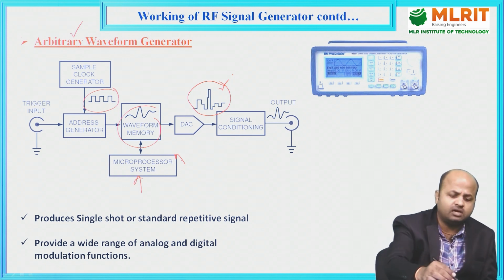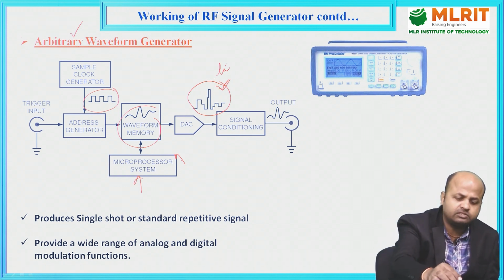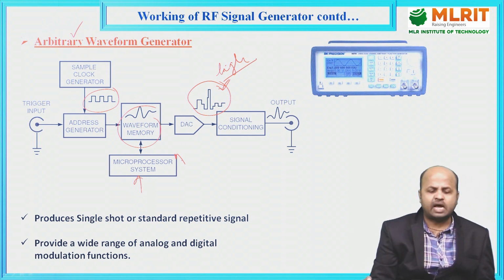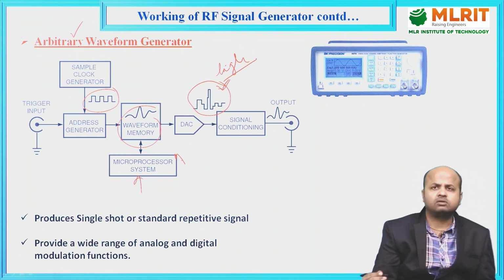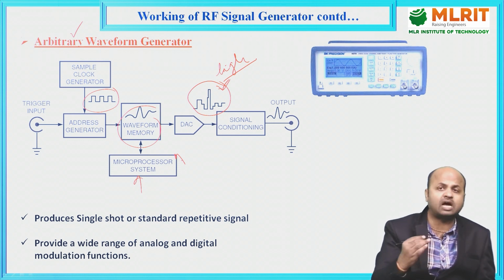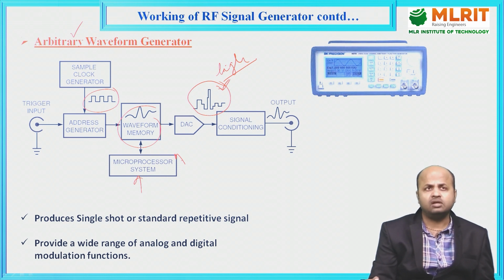It provides high security because arbitrary signals are not repetitive and we can't predict what information is inside the arbitrary waveform. So the arbitrary waveform generator is widely used in the telecommunication system and it produces highly secured signals. So this arbitrary waveform generator is also a type of RF signal generator.